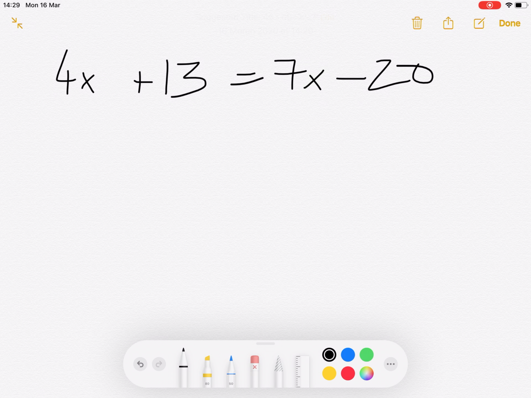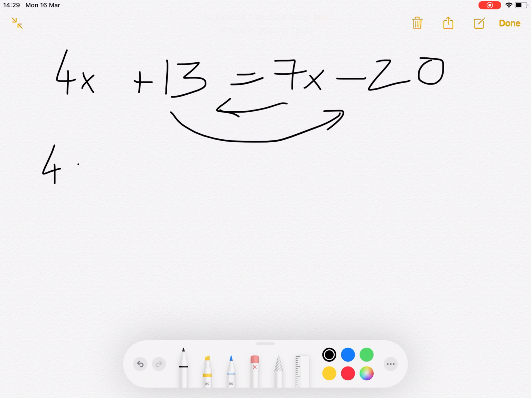So now I've got my formula fully out, and I'm going to solve for x. So again, x is over here, numbers over here, and I want to make sure that that's correct.